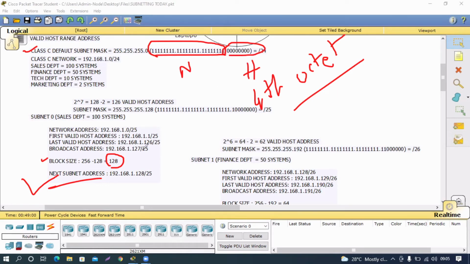So what we need to do is add this block size into the fourth octet, because in our subnet mask, our host part starts in the fourth octet. You add the block size in the fourth octet, and it becomes 192.168.1.128. So 128 plus 0 is 128. That is what you are getting.